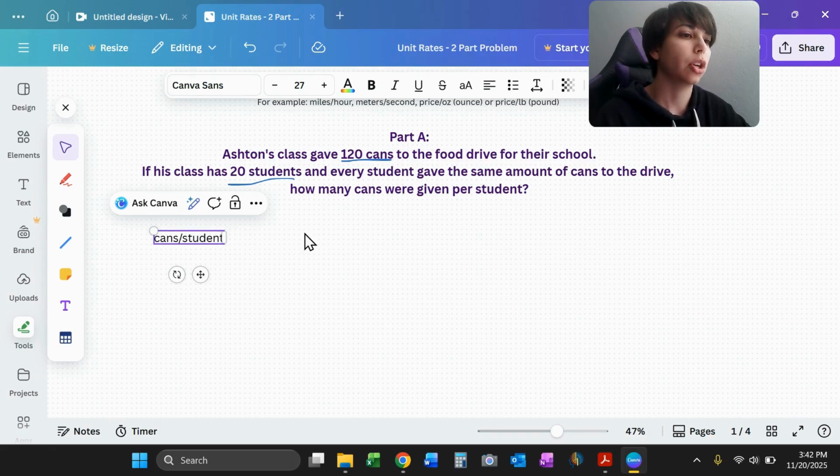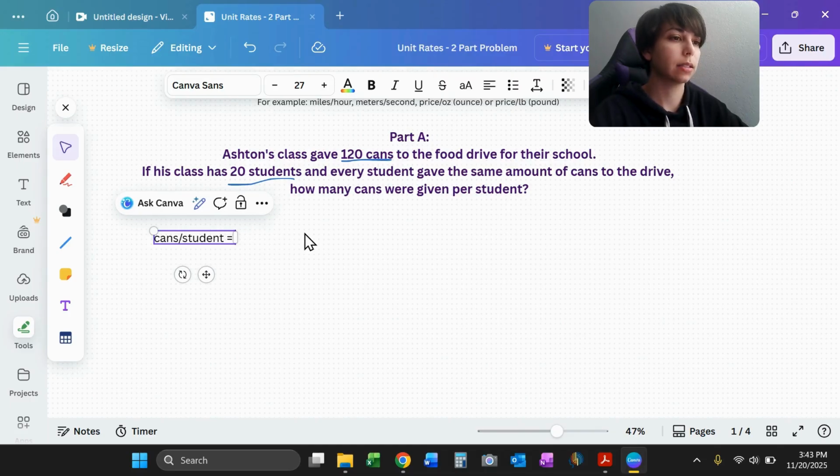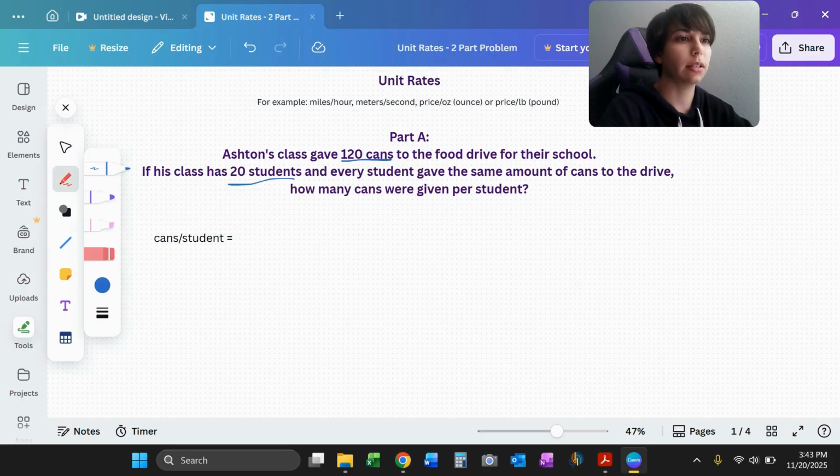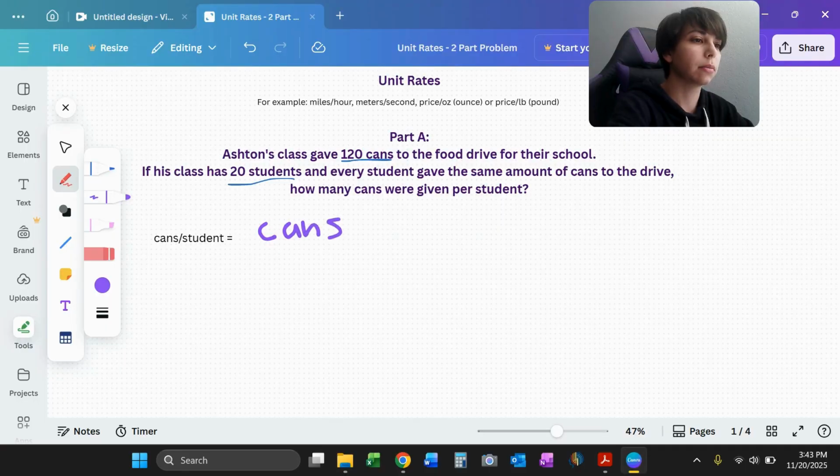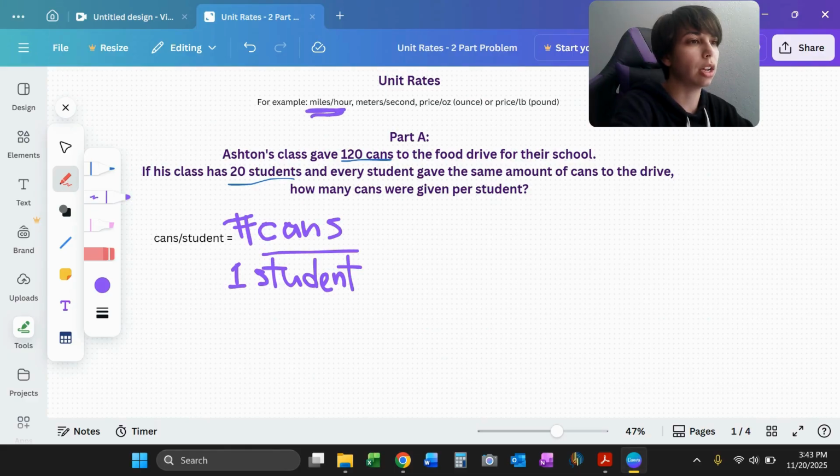Okay. So another way to write this would be cans per student. So this is the fractional form. Cans per student. And again, it's going to be number of cans per one student. That's how the unit rates are, okay? So up here, it would be number of miles per 1 hour, number of meters per 1 second.